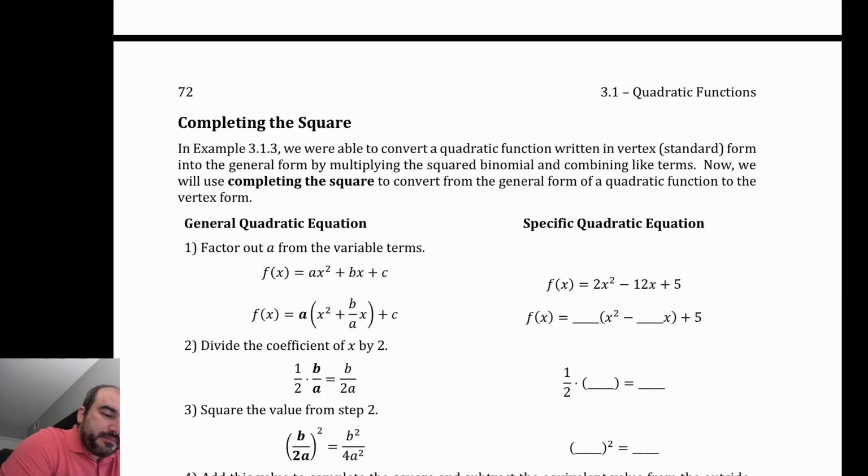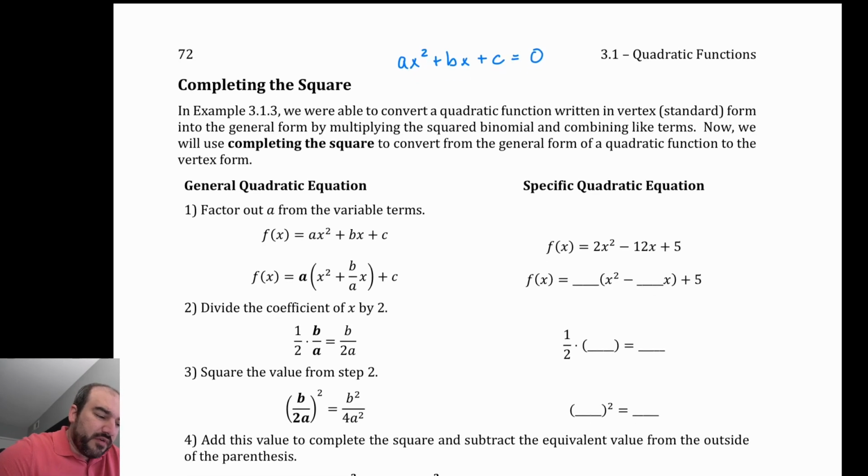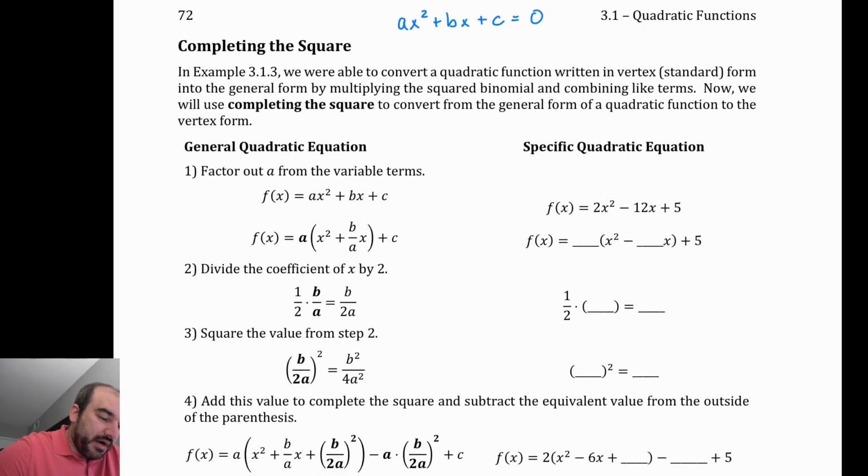Equations that in general form would look like ax squared plus bx, we can say plus c equals a number. Usually we have it equal to 0 when we're solving. And there are multiple ways to solve these quadratic equations, the first of which is by completing the square.